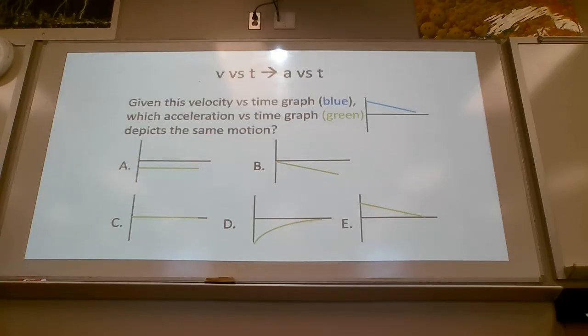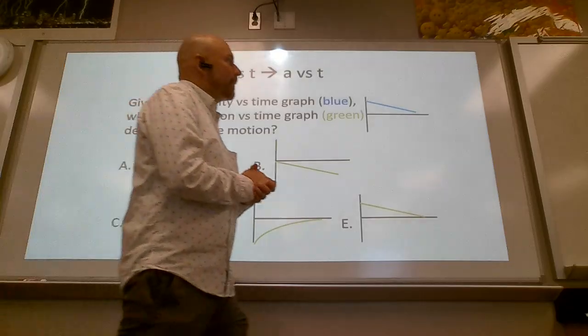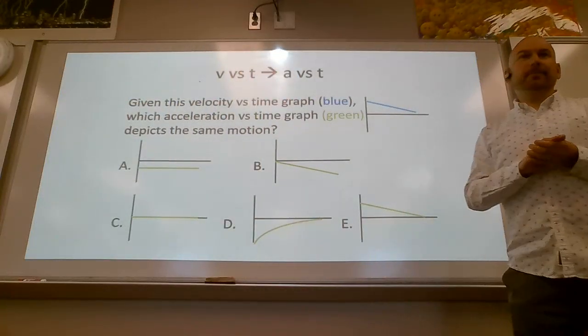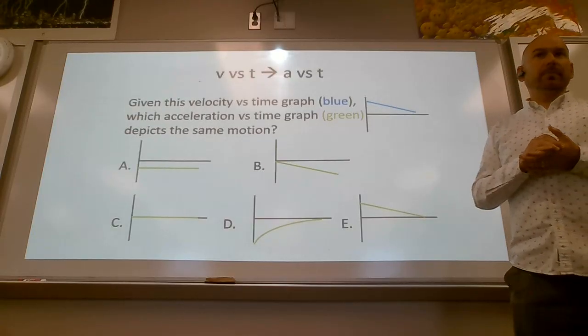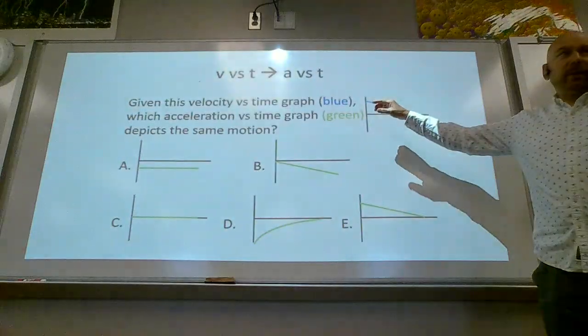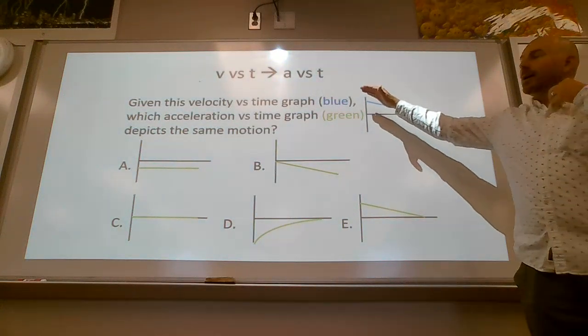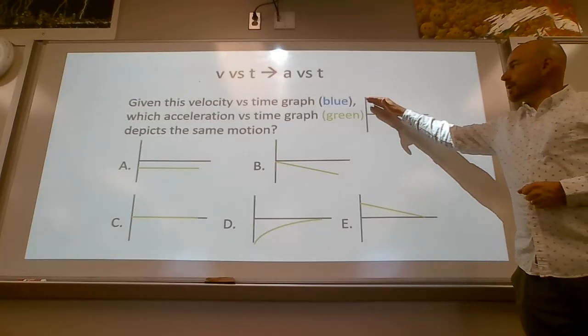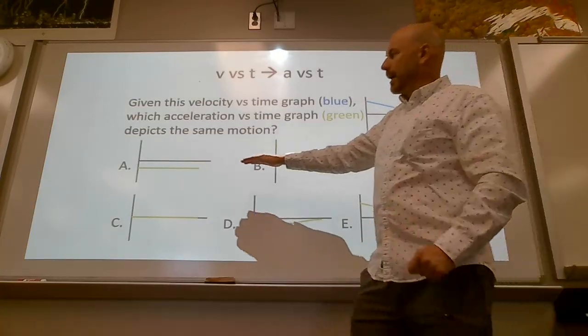Correct answer is? Okay. To make this graph, you would have to move how? Are you moving in the positive or negative direction? Positive direction. Are you speeding up or slowing down? You're slowing down. And you're slowing down at a constant rate? Okay. So you're slowing down at a constant rate, it's going to give you a negative acceleration.